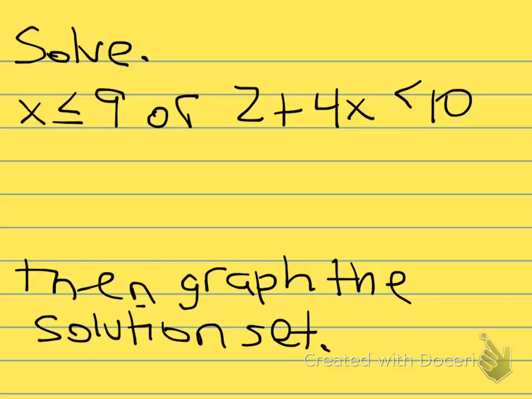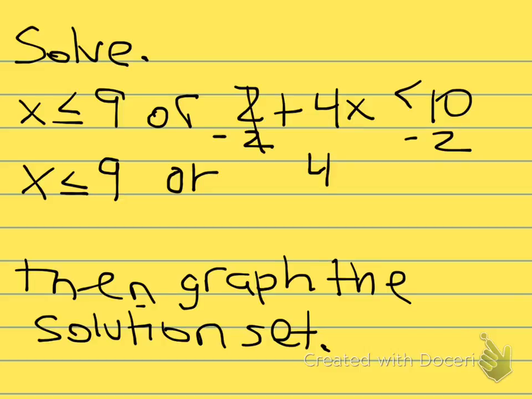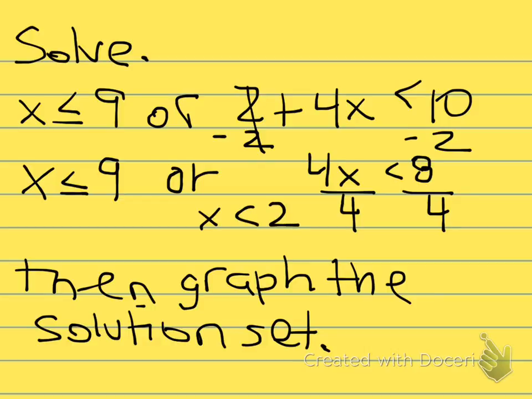Here we have another one. This first one, we don't need to do any solving, so I'm just going to keep it as x is less than or equal to 9. Separate it with the word or, and we need to solve the second one. Get x by itself. So x would be less than 2. So this would be my final answer.